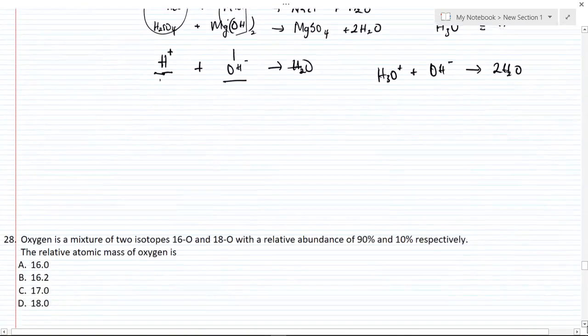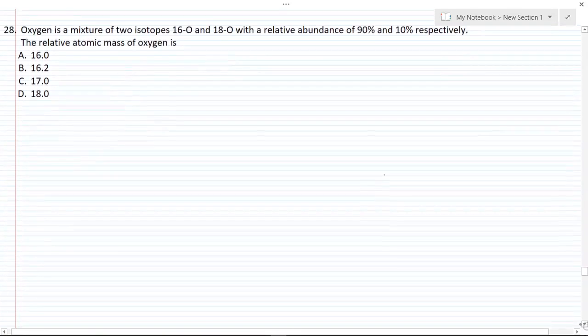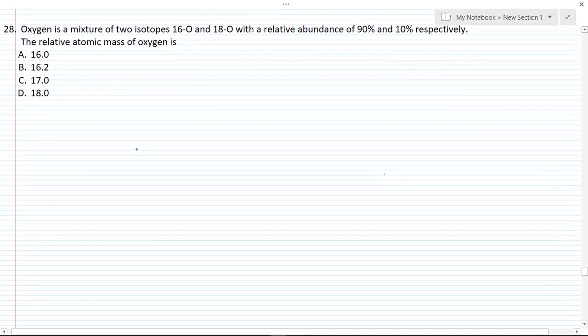So moving on, question 28. Question 28 says oxygen is a mixture of two isotopes with a relative abundance of 90% and 10% respectively. The relative atomic mass of oxygen is A 16.0, B 16.2, C 17.0, and D 18.0.